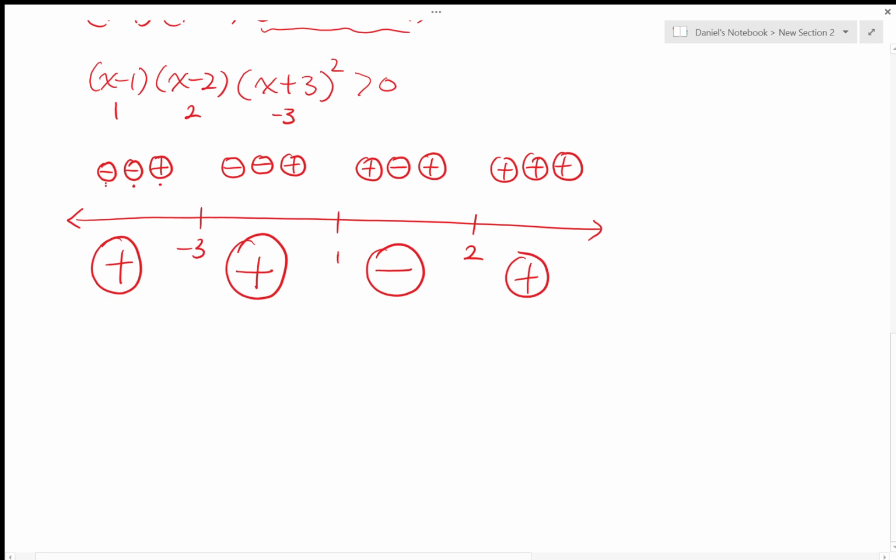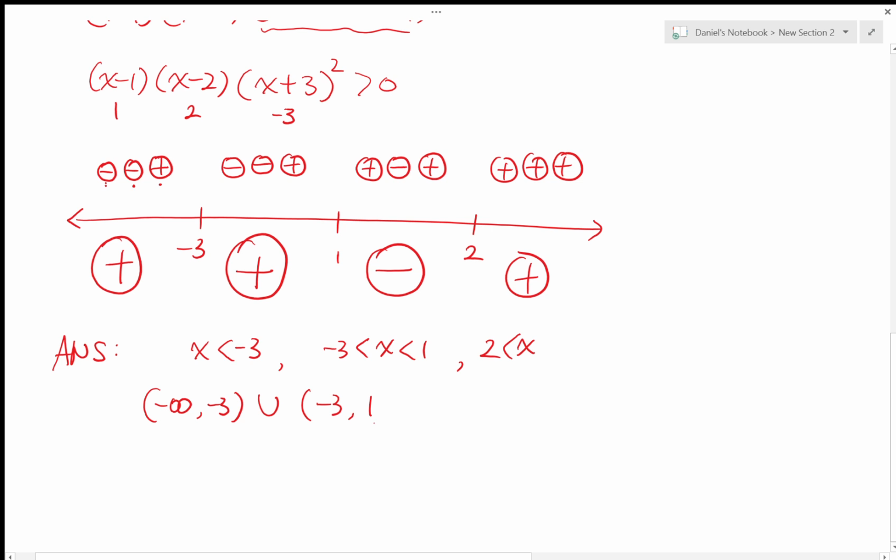So we're almost done. Now this one, we just need to put into the interval mode or the inequality mode. It's up to you. We can say the answer here is then x is less than -3, and from -3 to 1, and then x is greater than 2. If it was the interval notation, then obviously -infinity to -3, not inclusive, because our inequality is not inclusive, union, then -3 to 1, union, and then 2 to positive infinity.